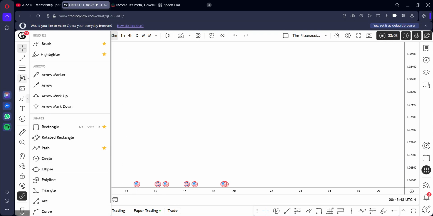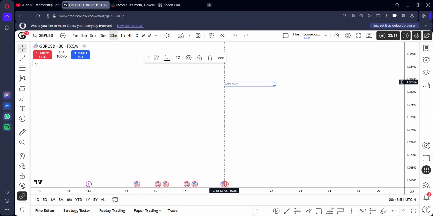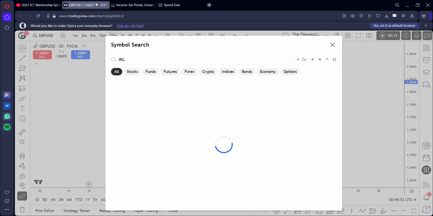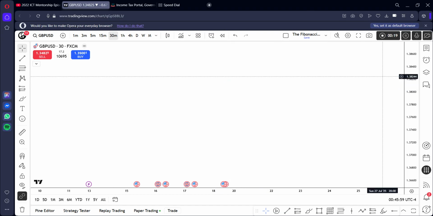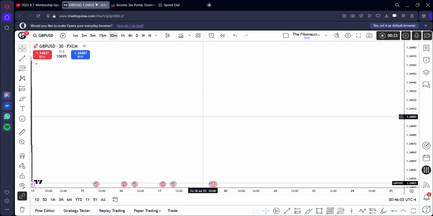Today we will be talking about the IRL to ERL model. We will talk about what that is, how we use it in trading, and how we can actually simplify our trading using only this IRL to ERL model. So let me take you through it.